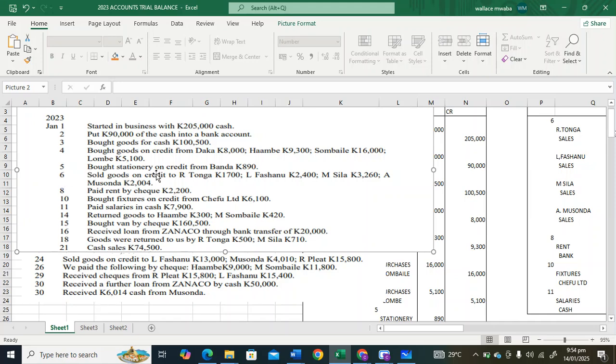Sold goods on credit to R. Tongo, 1,700. L. Fashan, 2,400. M. Sila, 3,260. And Musonda, 2,000.